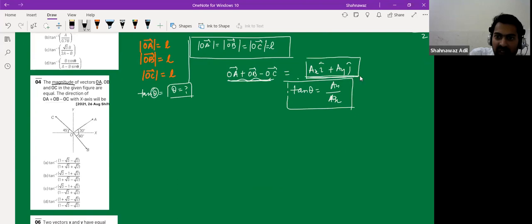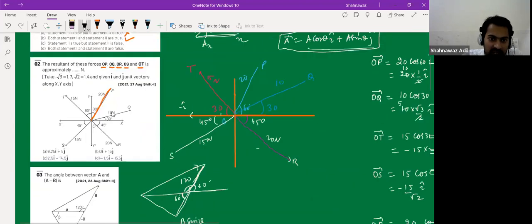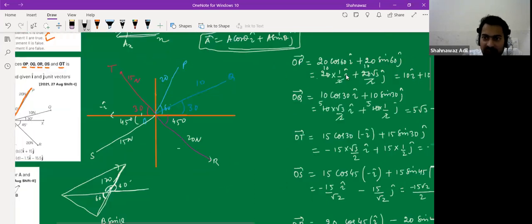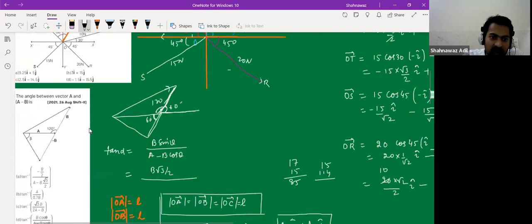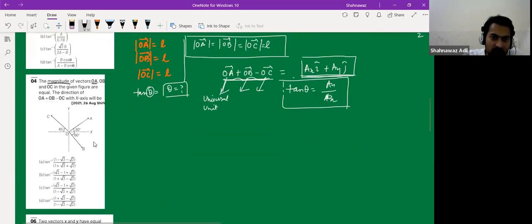And when can we do this? When we break or resolve these vectors in the universal unit vector form. As we did in the previous question, we broke all the vectors in the Cartesian forms, in the universal unit vector form. Then we calculated the resultant. So this would be our aim again. Any doubt up to this point?